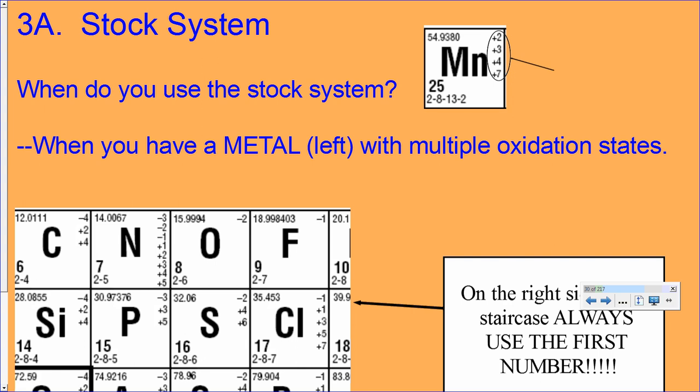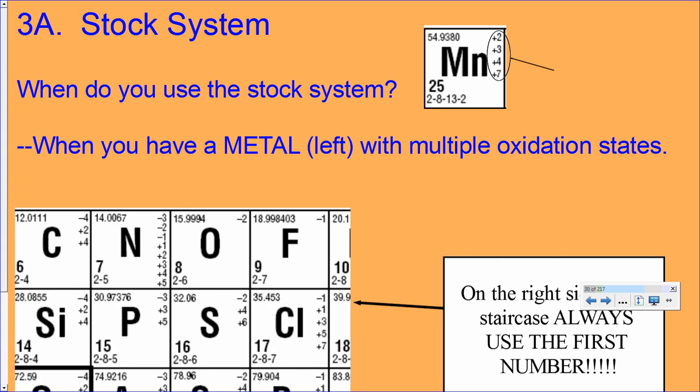Stock system naming really isn't a whole lot different than our typical ionic naming that we've been working with. It does involve crisscross and it does involve charges. There's a special case that we need to deal with, and this has to do with what are called transition metals. These are the metals from groups 3 through 12, those shorter groups in the periodic table.